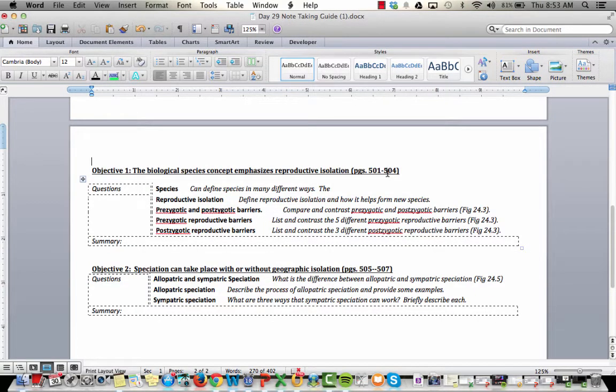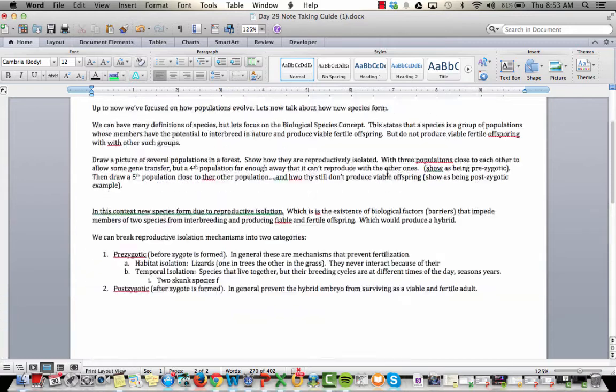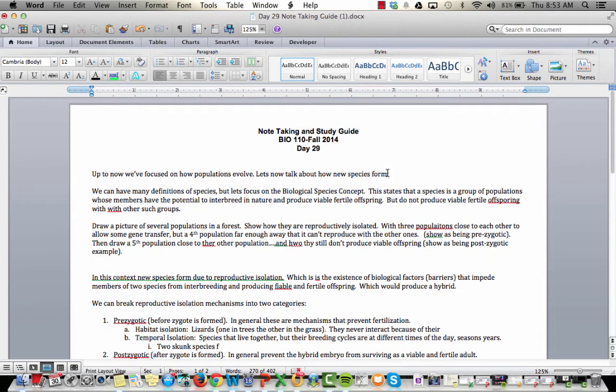This podcast will cover parts of chapter 24 and will focus on objective 1. For this unit of material since our last exam, we focus primarily on how populations evolve. In this chapter, for this day, we're going to talk about how species arise.